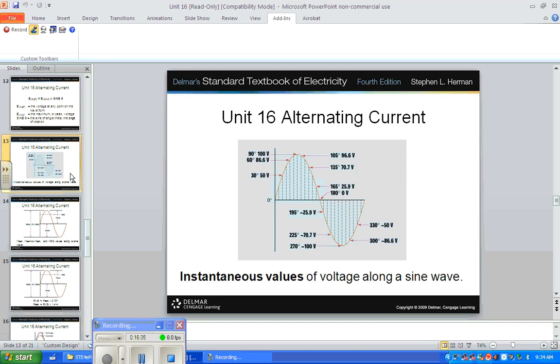If we have a peak of 100 volts, at 60 degrees we'll have 86.6, and at 30 degrees we'll have 50 volts.